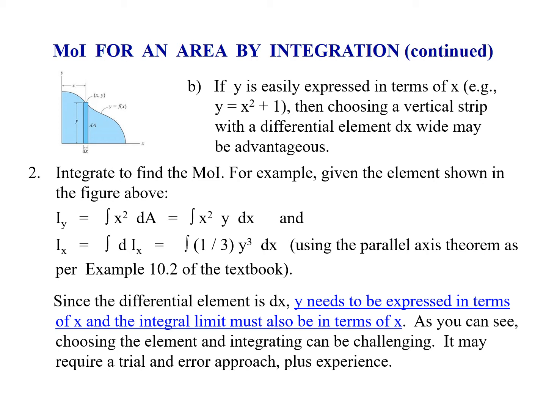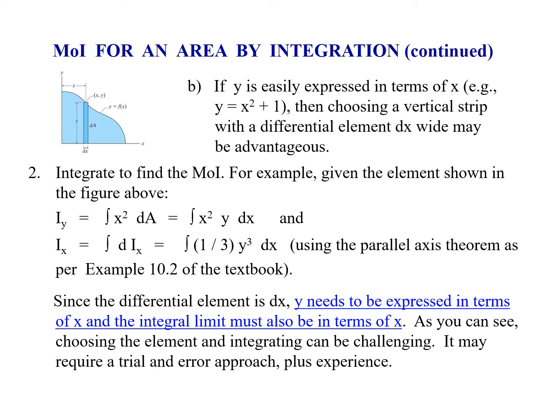And similarly, for Ix, we can find the differential moment of inertia across x being equal to 1/3 y cubed dx. And that's using the parallel axis theorem that's described in example 10.2 of the textbook. Since the differential element is dx, y needs to be expressed as some function of x, and the integral limits must also be in terms of x.